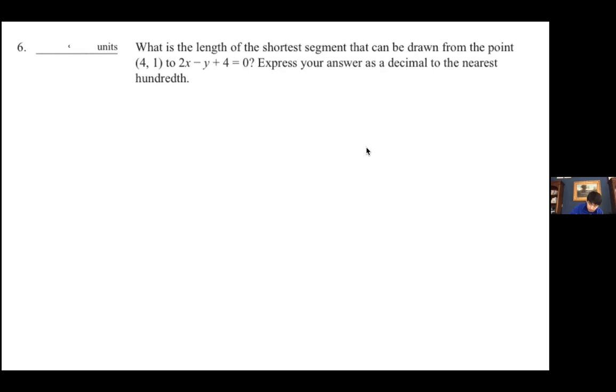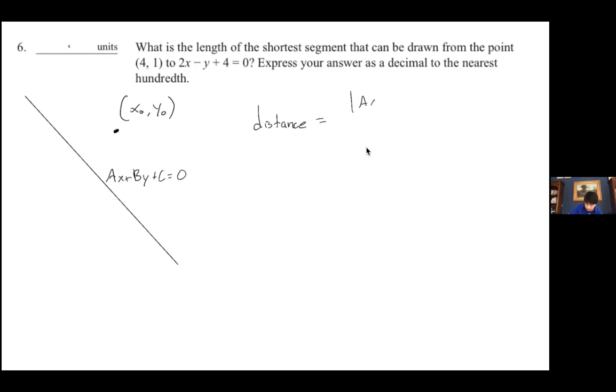The distance between the point (x0, y0) and the line characterized by ax plus by plus c equals 0 is found by plugging the point into the line, so you get a x0 plus b y0 plus c, and then you scale it down by the square root of a squared plus b squared. This formula is very important.